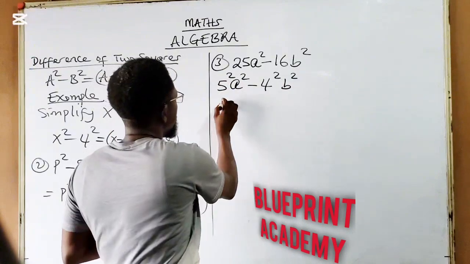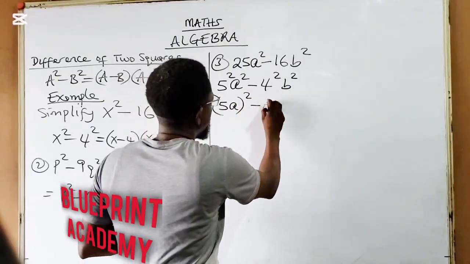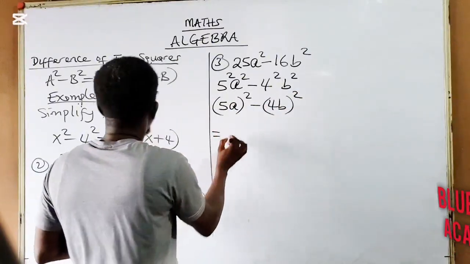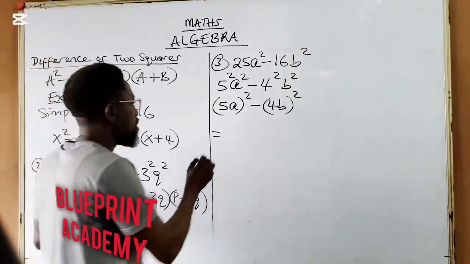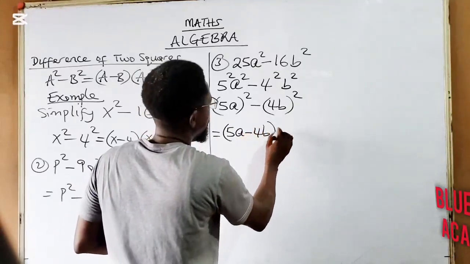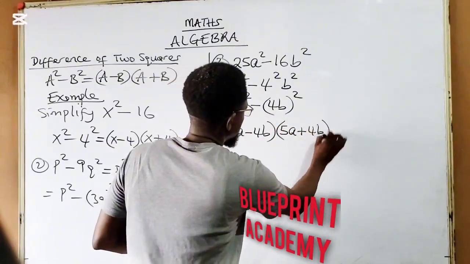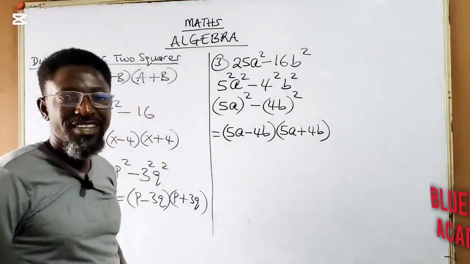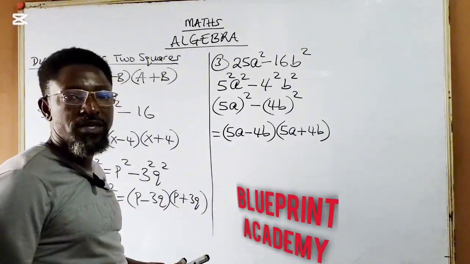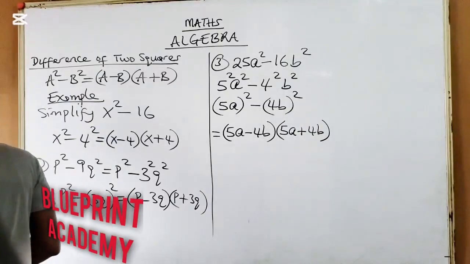So if I group this one, I put the 5 and the a together in a single bracket, then put the 4 and the b together in a single bracket. So now applying this formula here, this one becomes 5a minus 4b brackets 5a plus 4b. This is what is done in factorization using the difference of two squares under algebra. We're going to be looking at a lot of things under algebra, so follow me closely.